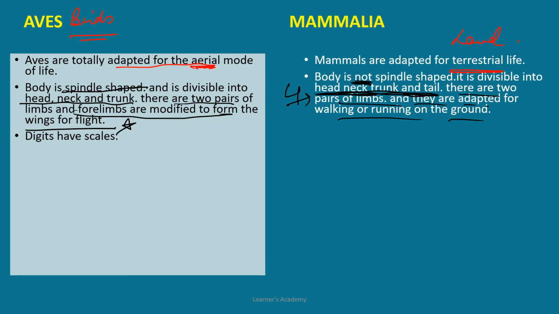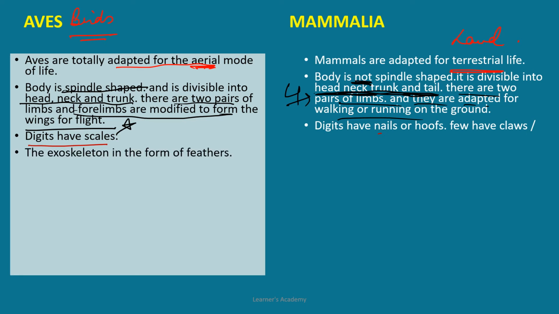All right, their forelimbs are modified into hands. They are used for other activities. Now in case of aves, digits have scales, whereas in case of mammals, digits have nails, hoofs, in case of horses, and in some cases they have claws. All right, in case of aves, the next point is the exoskeleton is in the form of feathers. Now, in case of mammals, the exoskeleton is either in the form of fur, hair, or wool.